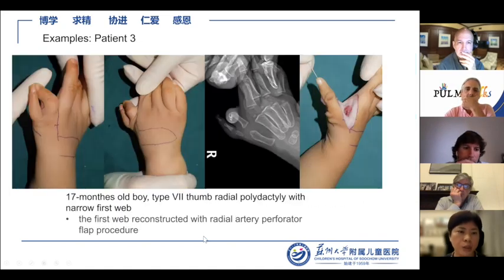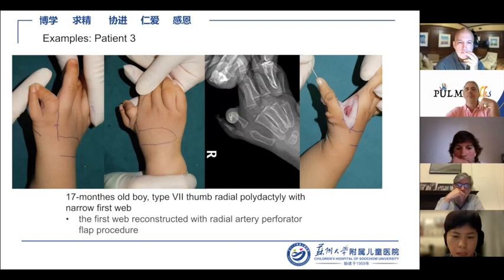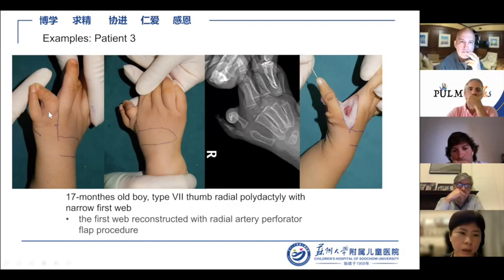And this is patient 3. A 17 months old boy, type 7 thumb radial deviation with a narrow first web. The first web was reconstructed with a radial artery perforator flap procedure, and thumb amplitude corrects the radial deviation and widens the first web.